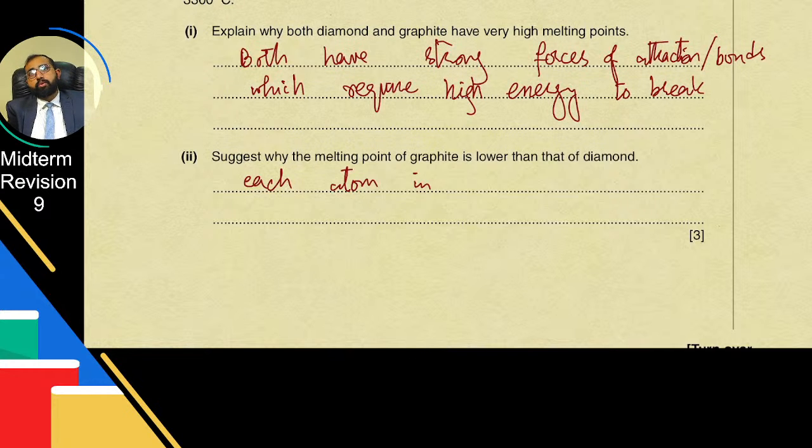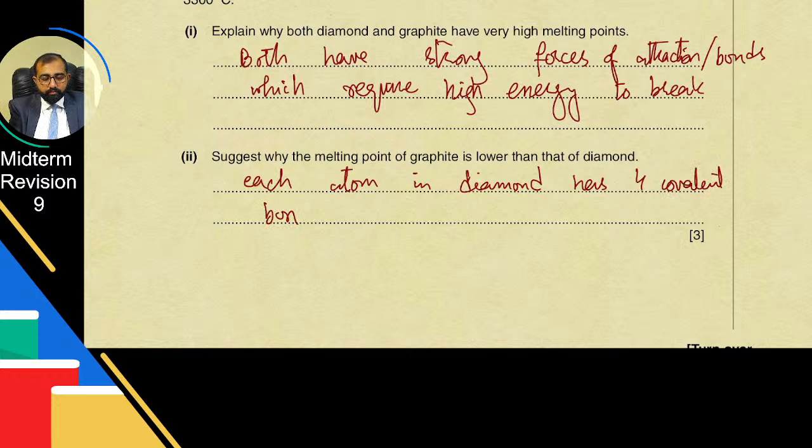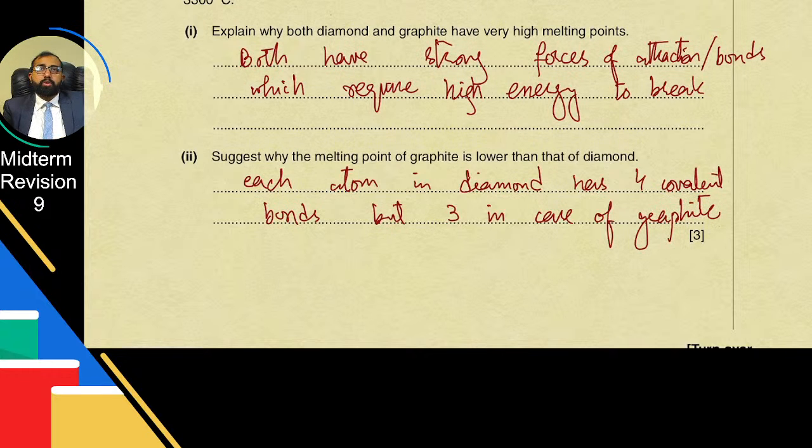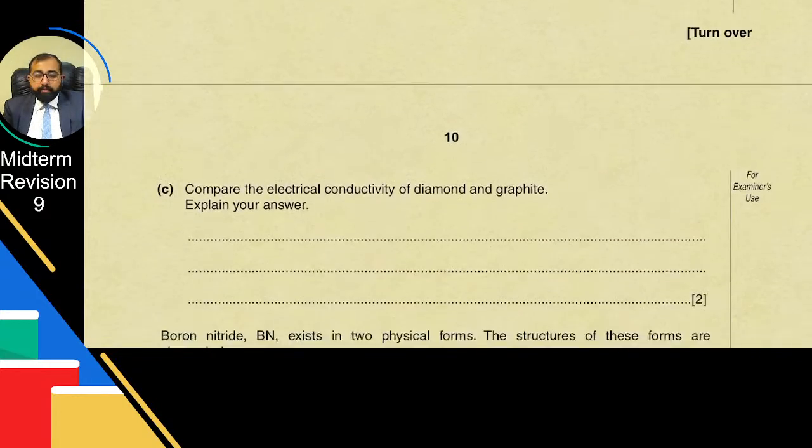Don't say diamond has 4 bonds. No, diamond doesn't have 4 bonds. Diamond में तो इतने अन्य bonds हैं. In diamond, each atom has 4 covalent bonds, but 3 in case of graphite. So obviously, if you need to break lesser bonds, you need lesser energy, even if they're equally strong.